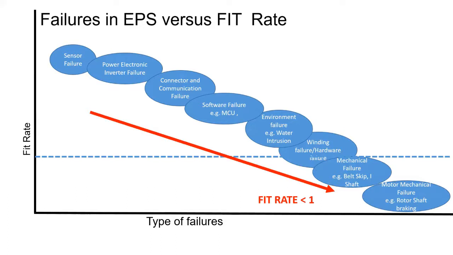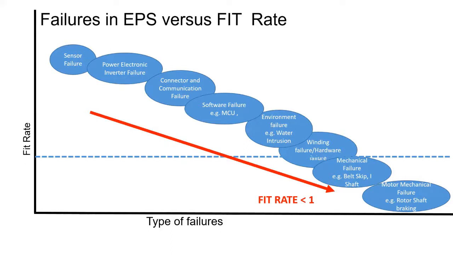To give an idea of where we lie and which are the major areas we need to concentrate on to reduce our FIT rate. That's our goal right now, right? So we have to identify where the failures are majorly going to happen, and we are going to reduce that FIT rate by different architectures. So that's the concept here.